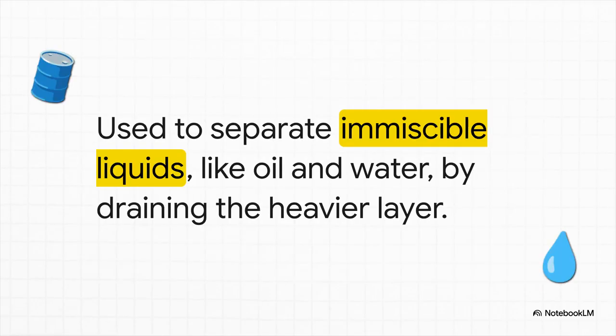But what about those super stubborn mixtures, like oil and water, that just flat out refuse to mix uniformly? We call those emulsions, or immiscible liquids. Since they don't mix, we can rely purely on differences in their density. We pour the mixture into a really handy glass tool called a separating funnel. Because the oil is less dense, it just floats right on top of the water. Then we simply open a small valve at the bottom, called a stopcock, carefully drain away the heavier water layer, and shut the valve right before the oil comes through. It's so simple, but so effective.